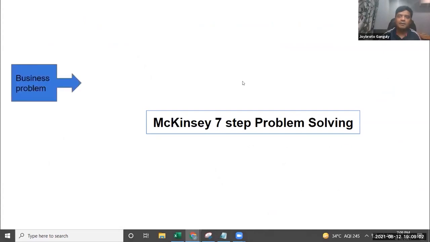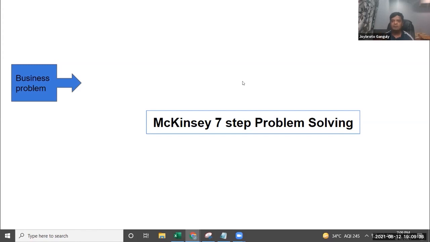Okay. First, let me take you through this whole idea of Mckinsey 7-step problem solving. I don't know if all of you know about Mckinsey. Mckinsey is one of the most globally renowned consulting firms. It's actually the number one consulting firm in the world. It hires from the Harvard and INSEADs of the world. People typically spend time solving business problems for the client, and it's a very prestigious place to be in. But at the heart of Mckinsey as a company is this idea of problem solving, right?